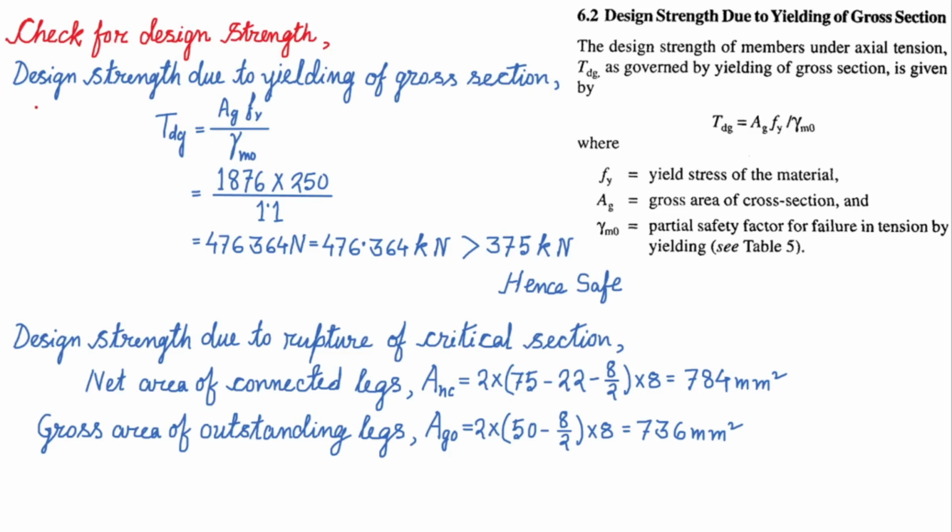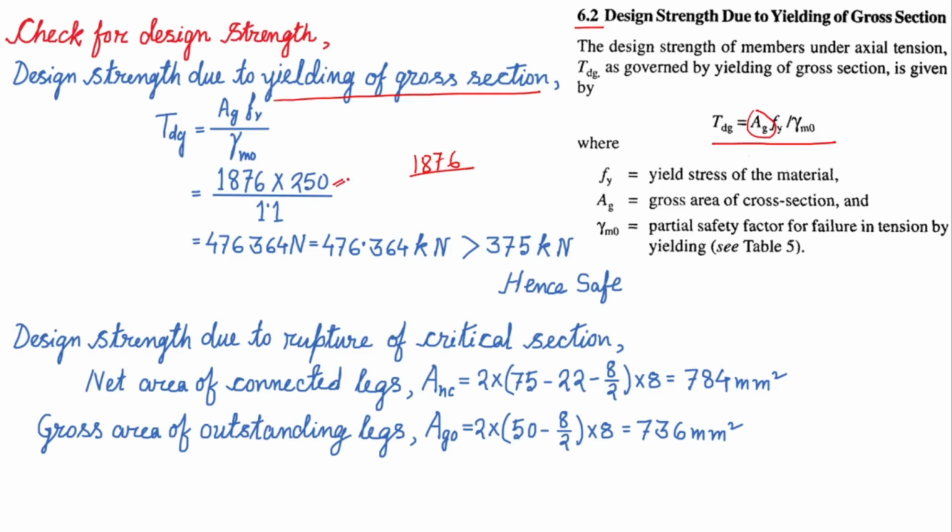So first of all, we shall check the tensile strength of the member against yielding of cross section. For that we have to follow clause number 6.2, where the design strength due to yielding of cross section is given. We have to use the formula Tdg = Ag Fy by gamma m0. Ag is the gross cross sectional area of the two angles. It is 1876, which is taken from steel table.